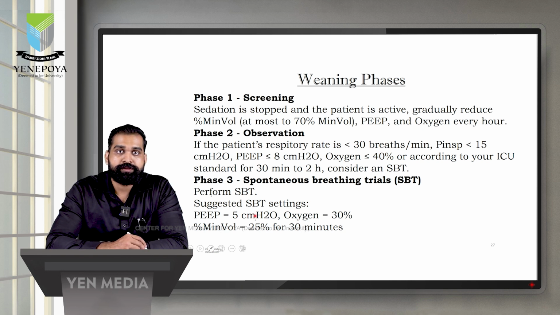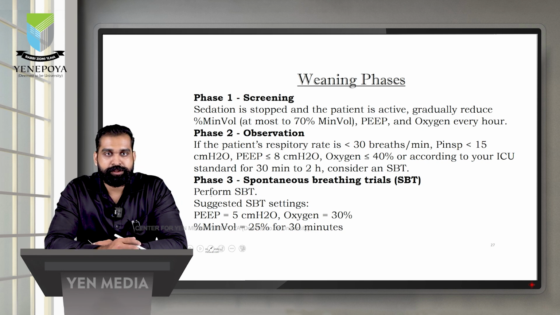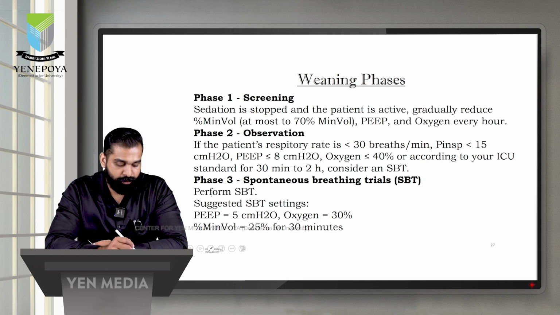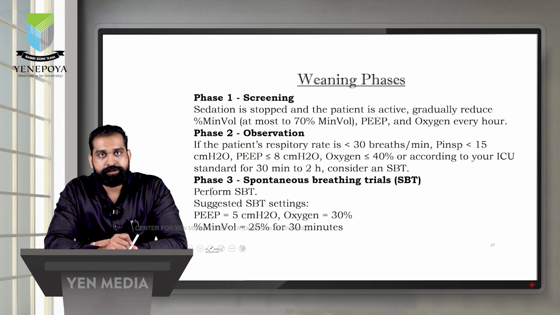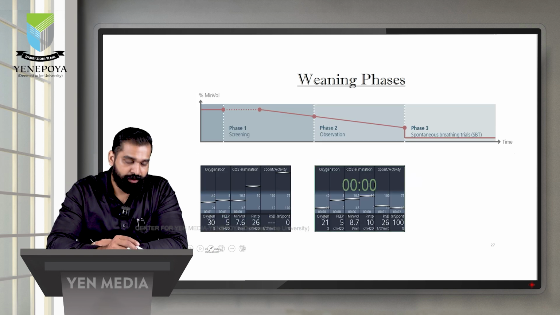With a PEEP of 5 centimeters of water, you're going to dial the oxygen to 30% and the percent minute volume to about 25%. So, the percent minute volume of 25% is roughly about 5% of pressure support. So if the patient can maintain a PEEP of 5, oxygen requirement of 30%, and a minute volume percent of 25% for 30 minutes, you can consider extubating this patient.